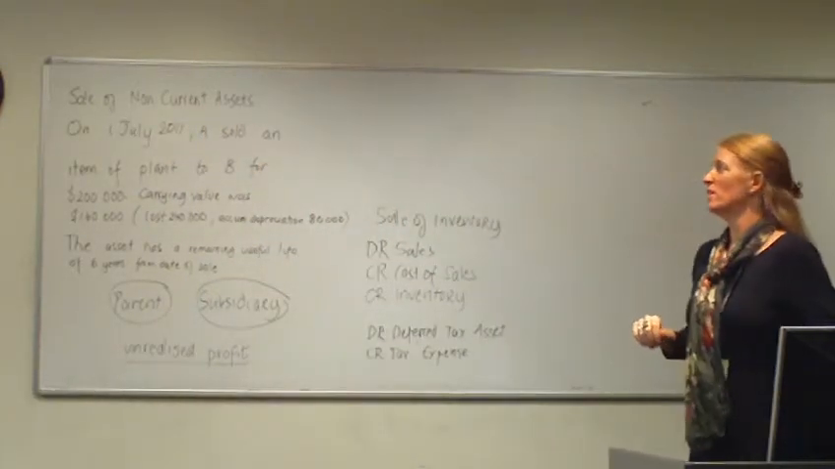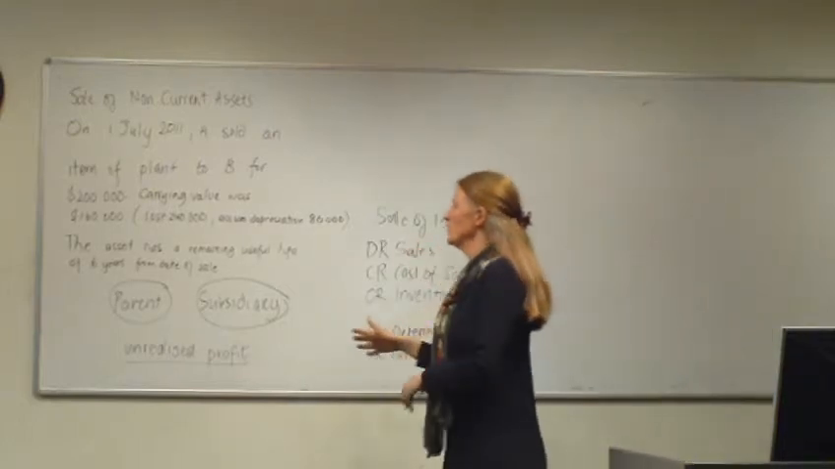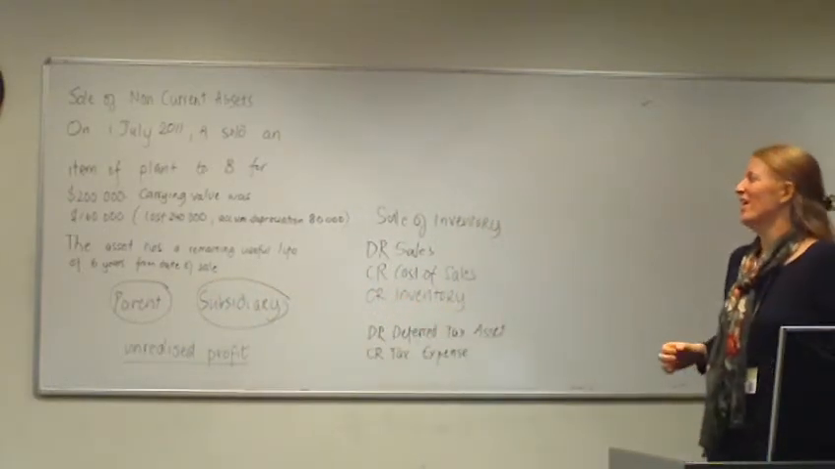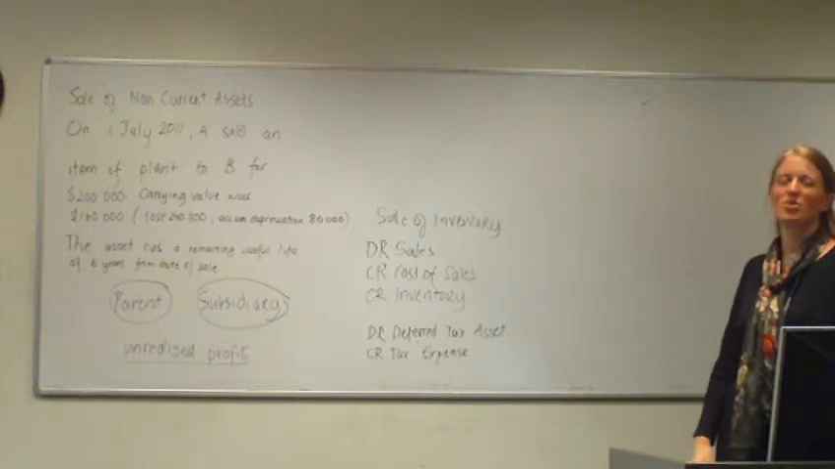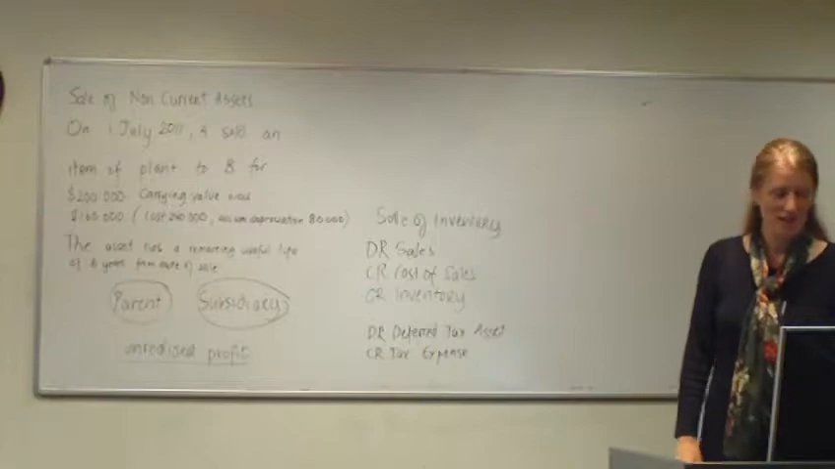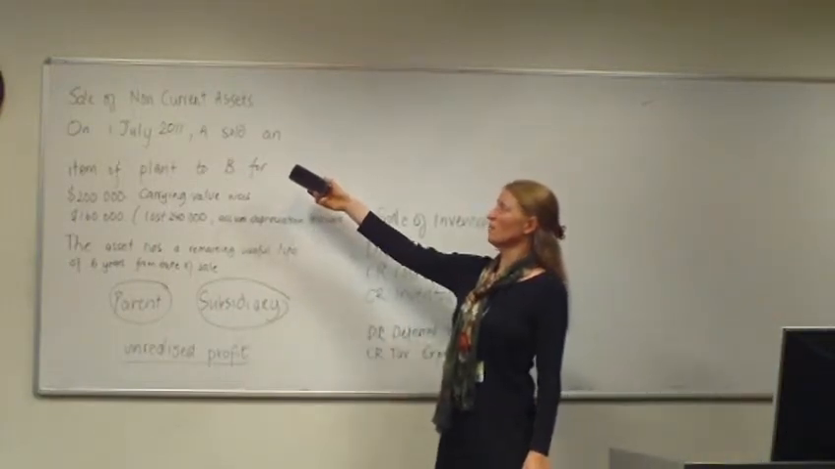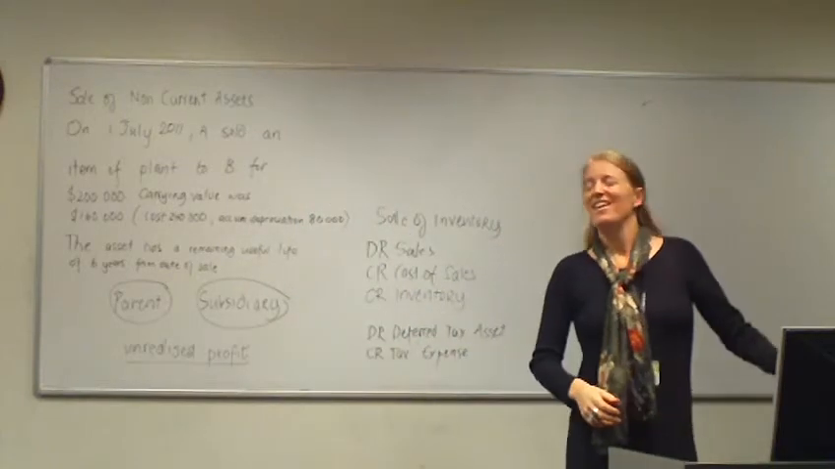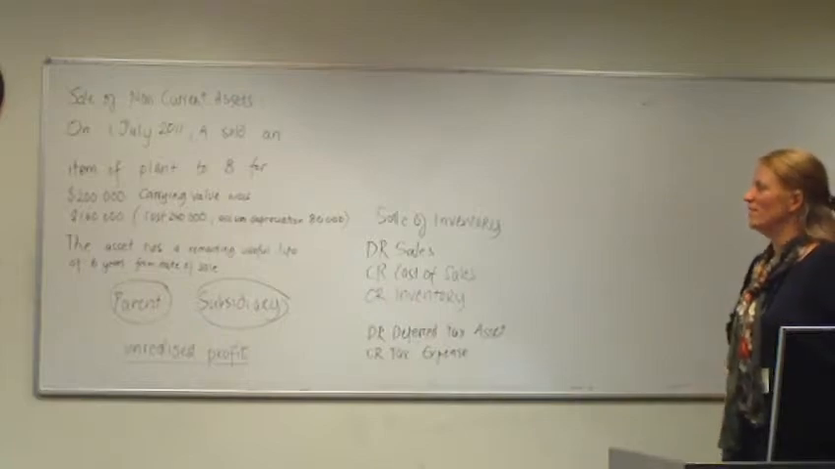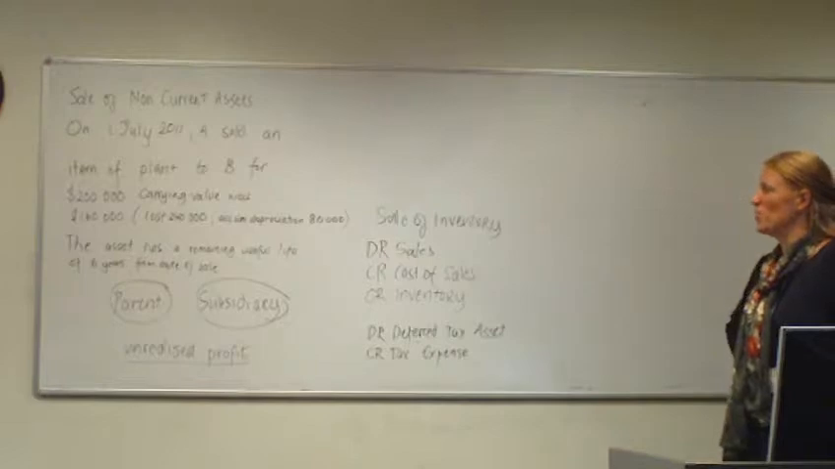We're not looking at inventory, but the sale of a non-current asset, taking place between the parent company and the subsidiary company. We want to draw up the group financial statements, so what do we have to do? On 1st of July, A, let's assume A is the parent, sold an item of plant to B for $200,000. What do we have to do here?